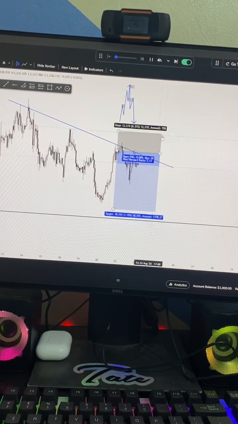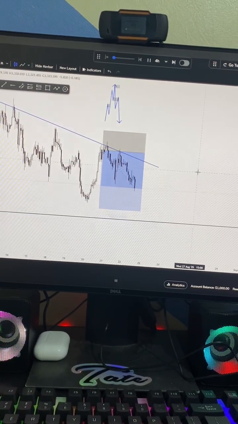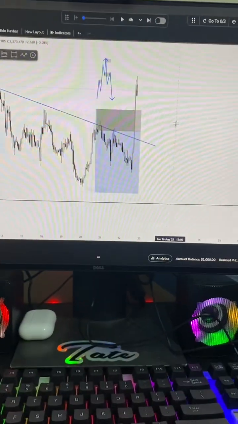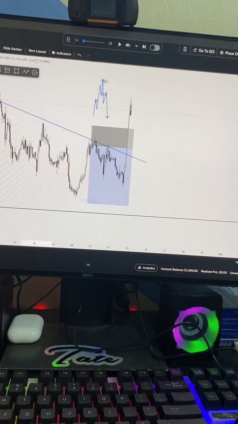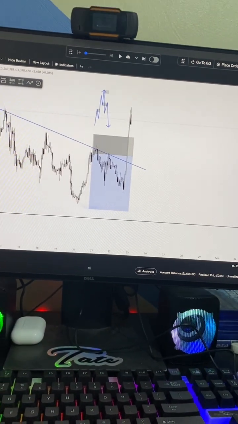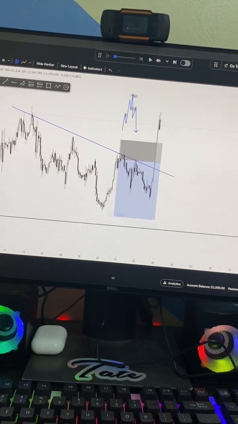Let me put this on 4 hours. There you go. Dang. This was crazy, man. So this has to be news. But that's the thing about trading. You could do everything perfect and you still end up wrong. And just because it failed doesn't mean you should throw away your strategy on the side.